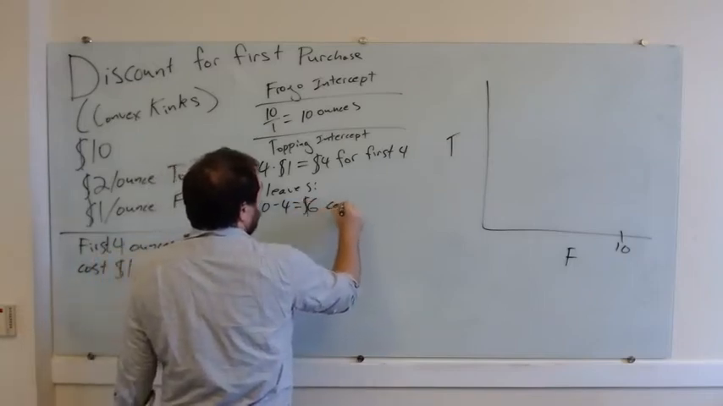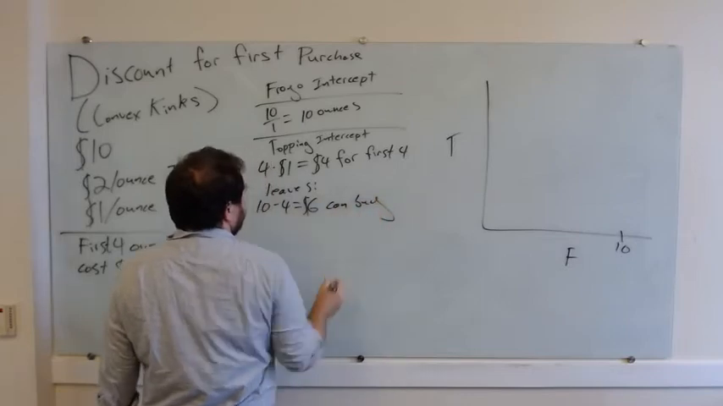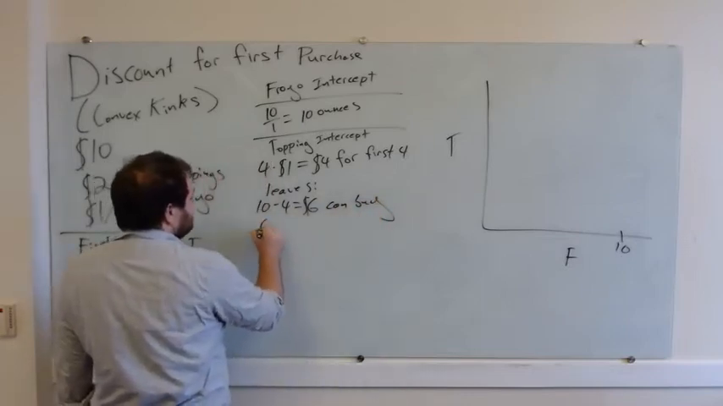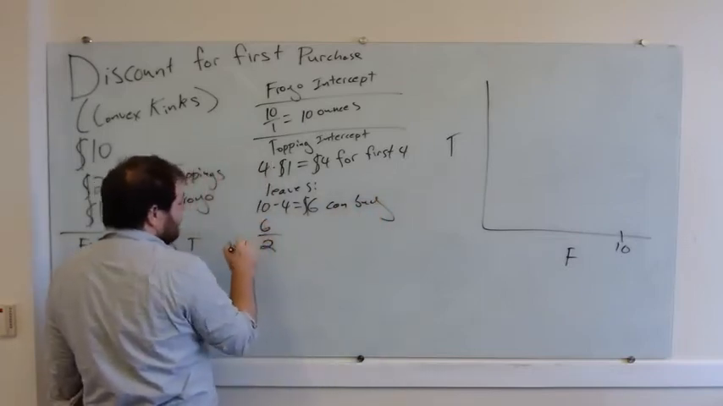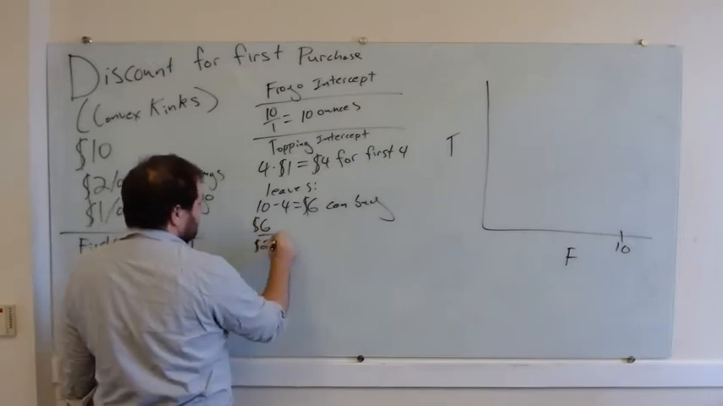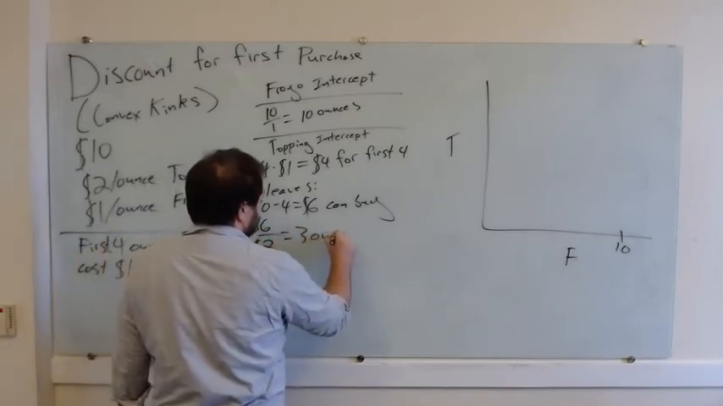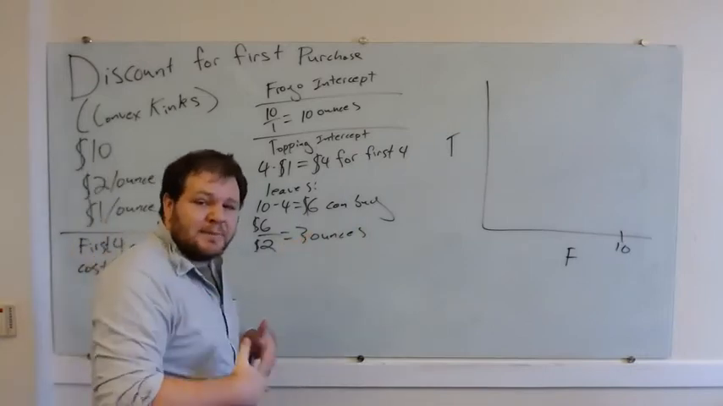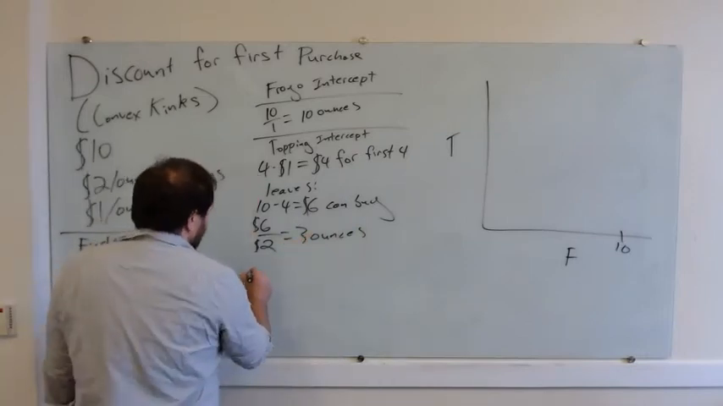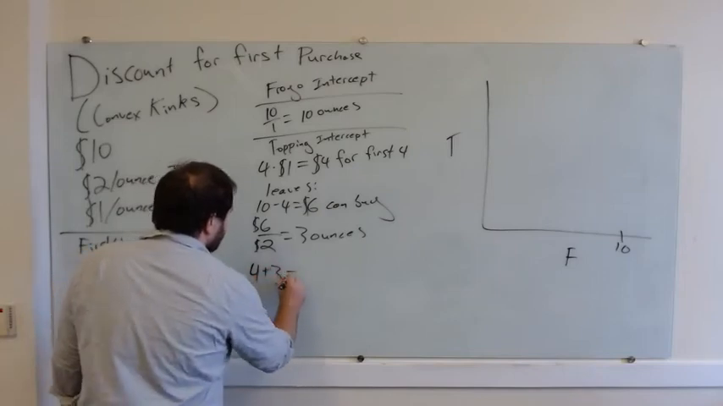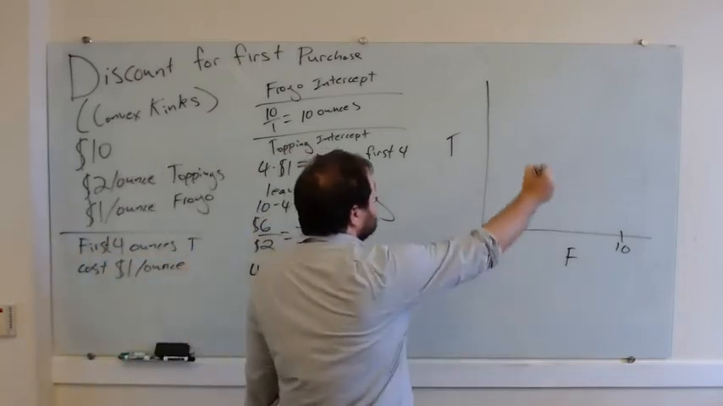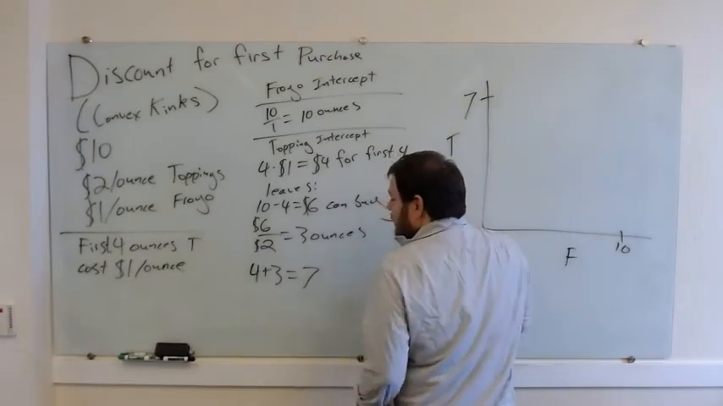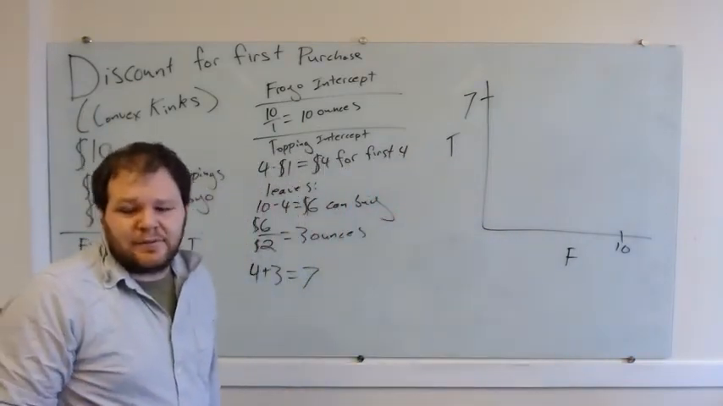And then you can buy, let's say 6 over 2, because now you're paying $2 an ounce, is 3 ounces. So what's your total amount of topping if you spend all of your money on topping? It would be 4 plus 3 is 7 ounces of topping. So if you spend all of your money on topping, you can get up to 7 ounces of topping.